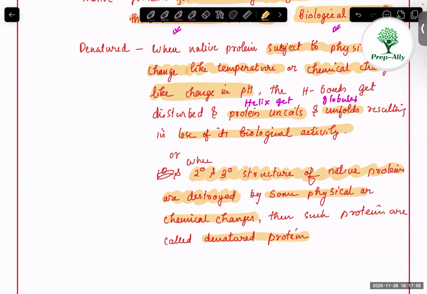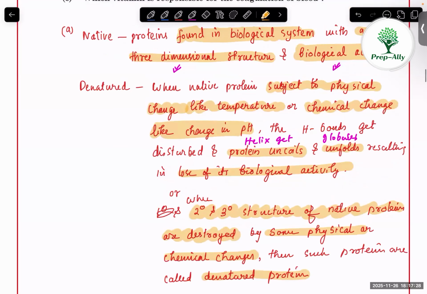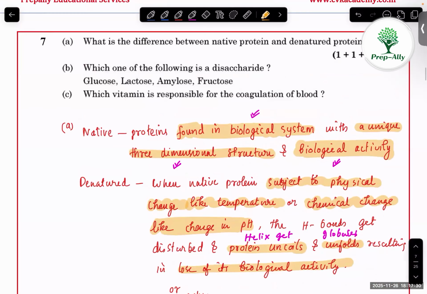So you can write any of these things, but the key point should be there. Subjected to physical and chemical change, that one point should be there, absolutely. And the second point is protein structure gets destroyed. You can either write in words like it uncoils or unfolds, or you can write secondary and tertiary structure get destroyed and only primary structure remains. Okay, so these are the 3 key points. If you write any of these 3 points, you will get the marks.